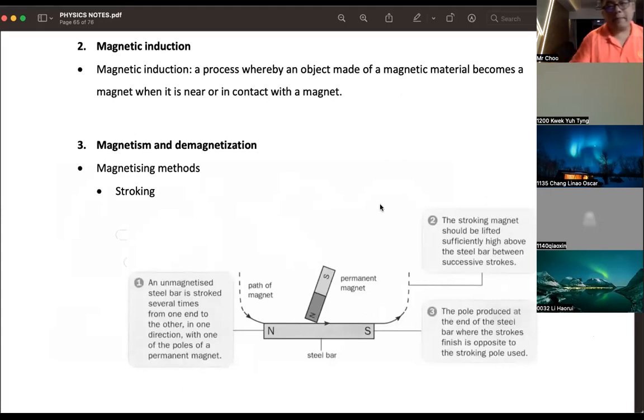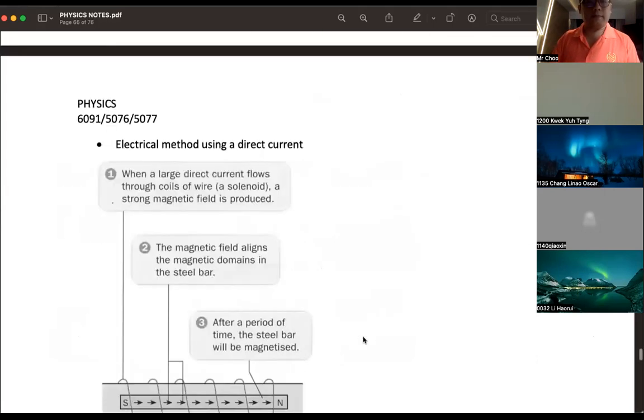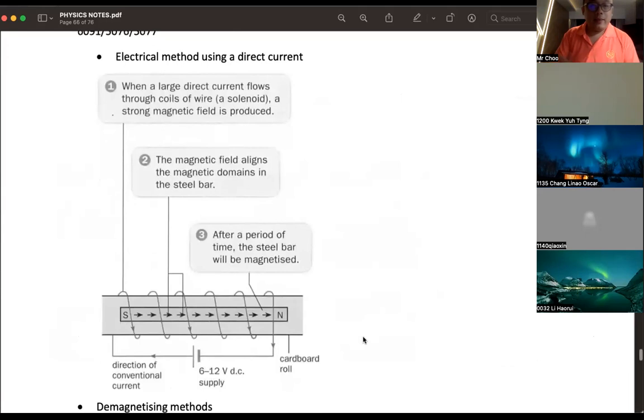Okay, so this is the mechanical method of making this steel bar a magnet. Okay, next. The electrical way of magnetizing a magnet is to use a direct current. The keyword here is direct current. It means that the current can only go in one direction. You don't use alternating current. So the current always moves in one direction.